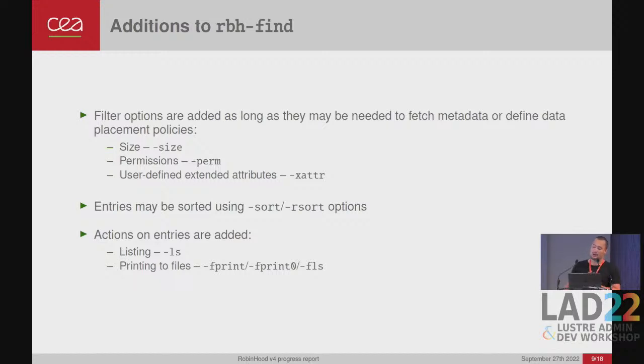The first one is additions to RBH Find. We added some filter options, like the size option, permissions, but also a filter on extended attributes. And we can easily add new filters depending on what you need, to fetch metadata and define data placement policies. Also, we added the sort and reverse sort options to, for instance, retrieve all the files depending on their size, the huge files first, and added some actions such as ls, fprint, fprint0 and fls. But those actions are already defined in find, so you know what they deal with.